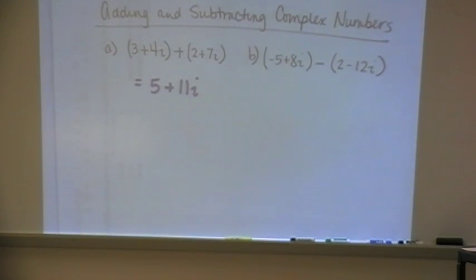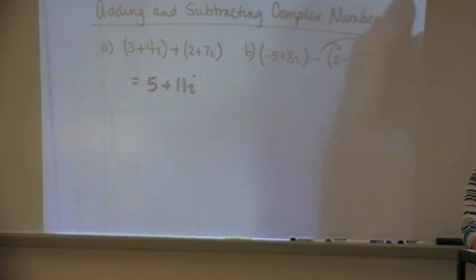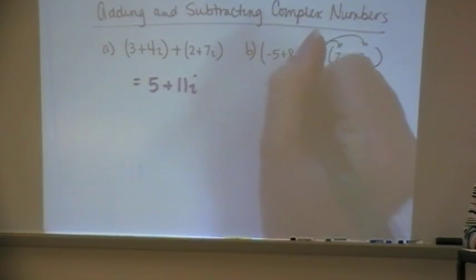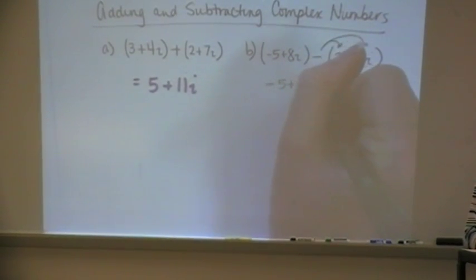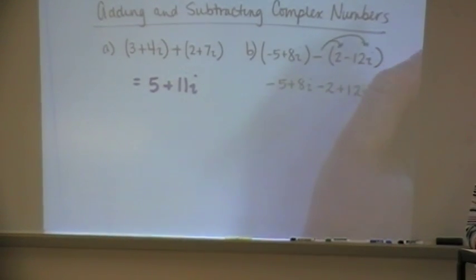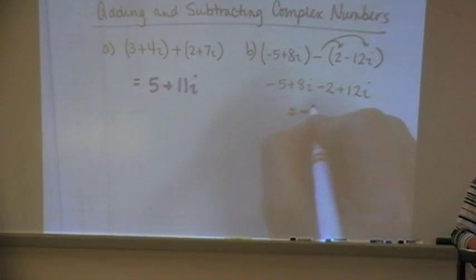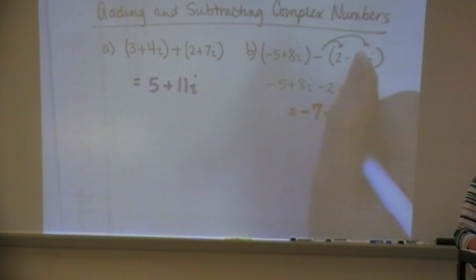Now, on the second one, just be cautious about your negative, because we're subtracting. I think it's easier if you go ahead and distribute the negative. So I'm going to have negative 5 plus 8i minus 2 plus 12. That way I can keep all my signs straight. Real pieces with real pieces, imaginary pieces with imaginary pieces. So this comes out to be negative 7 plus 20i.